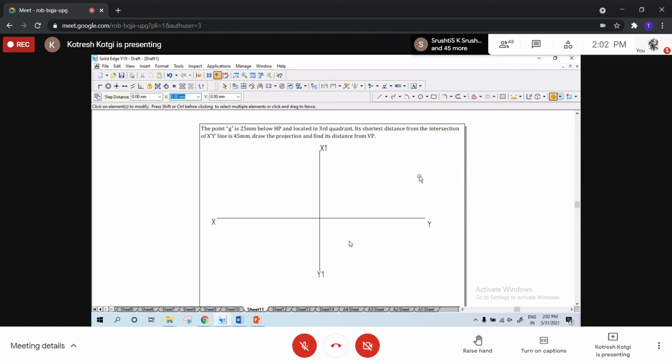Now you see, the shortest distance from the intersection is 45 mm. They have not mentioned anything about the side view. Okay, now what I'll do, I'll assume that they have asked the problem with respect to the right side view. You can solve it by taking the left side view also. It doesn't matter because the data is not given. So you can solve it either for the left side view or for the right side view. I'll just draw it for the right side view.